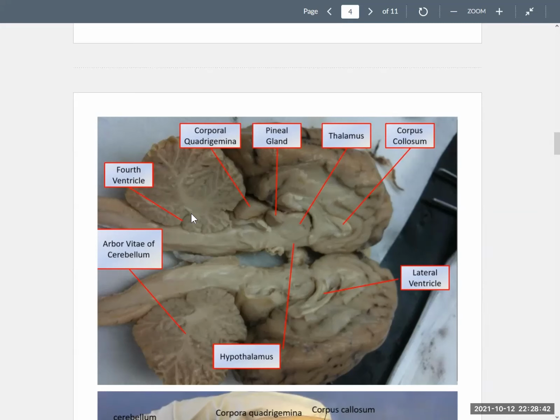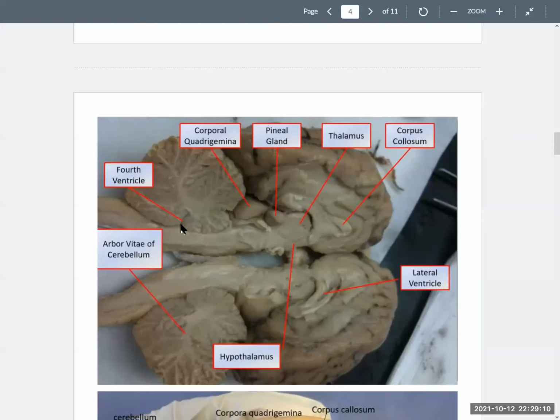The cerebellum has a tree-like design inside of it, and this design has been given a name. It's called the arbor vitae. Here is where it's labeled: arbor vitae of the cerebellum. Arbor vitae. That means the living tree.